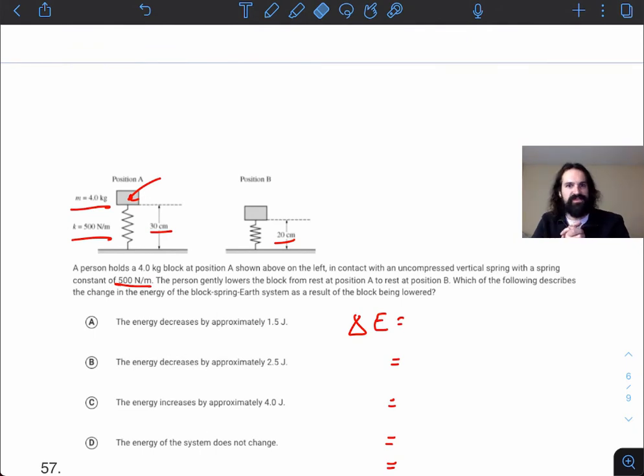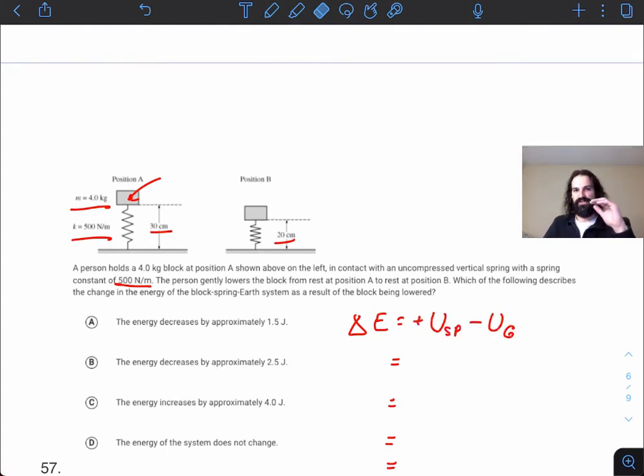But they ask us for the change in energy. So think about what happens to each of them. Well, it starts at rest and ends at rest. So the K value remains the same. The spring gets compressed more, which means we're adding spring energy. Gravitational, it's lowering down, so we're losing gravitational energy.